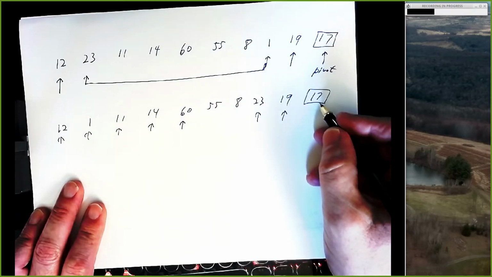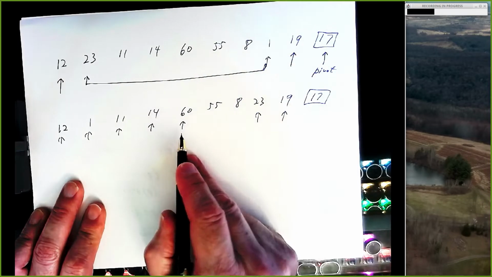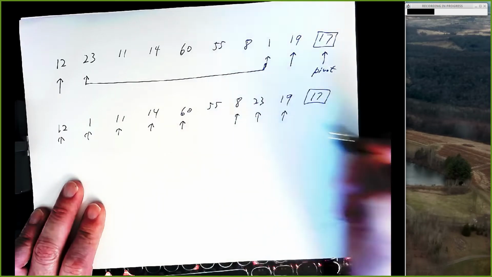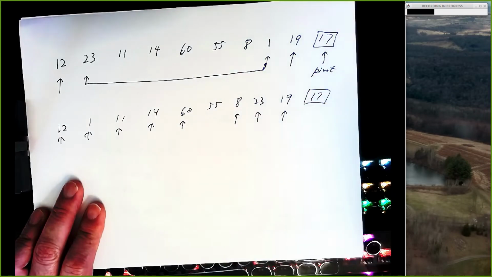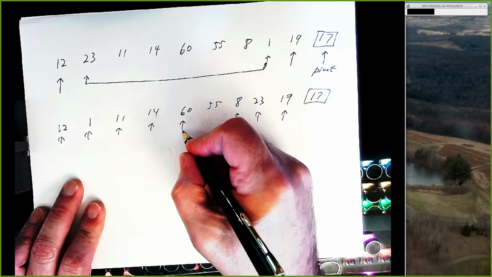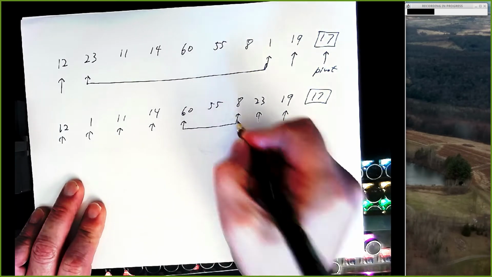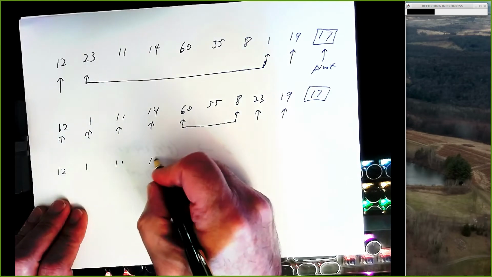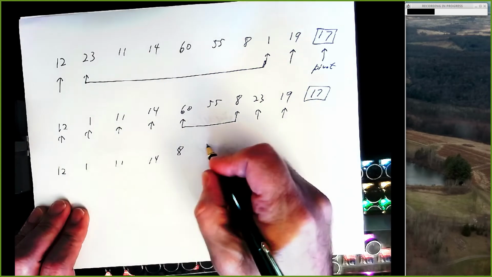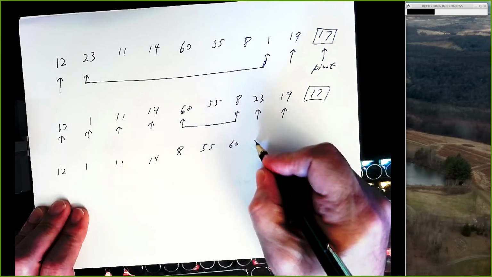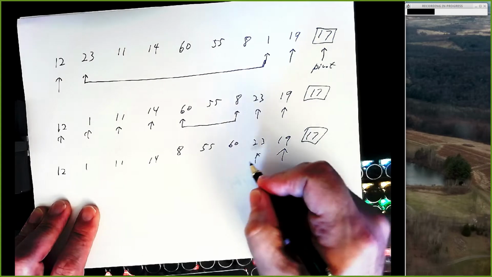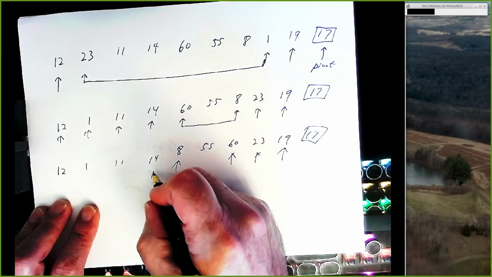60 is too big. So hold that in memory, come over here to the right and start looking at numbers. This should be a number bigger than 17, it's not. So those are in the wrong order, we swap them. And now our array looks like this. So that becomes an 8, a 55, a 60, 23, 19. There's our pivot. And we have now dealt with all of these numbers.